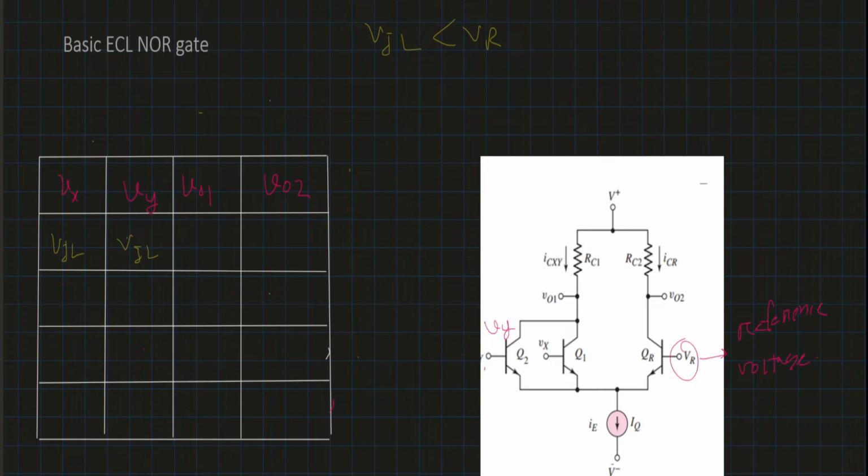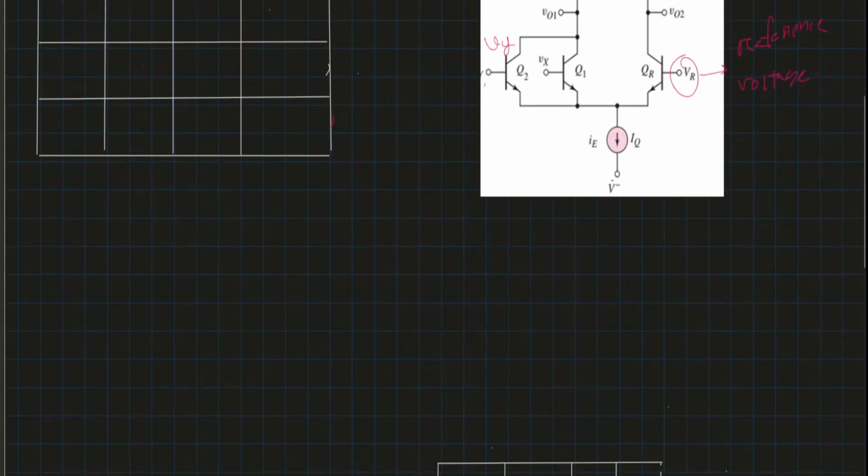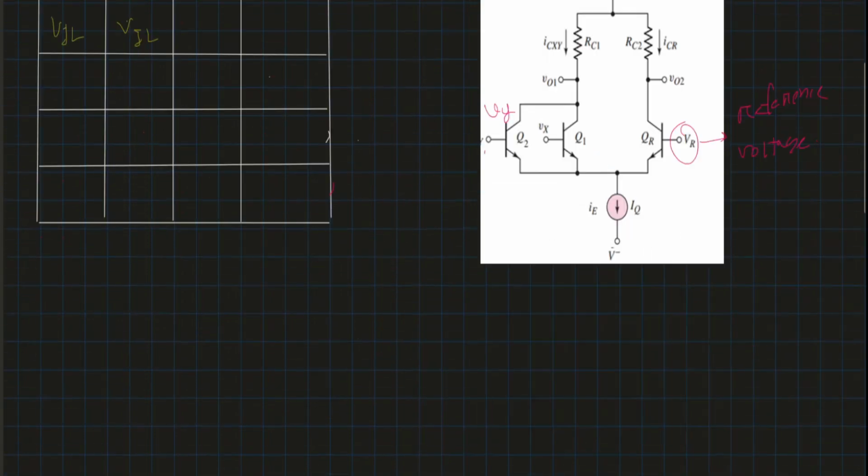So what will happen in that case is that Q1 and Q2 will be in cutoff. If Q1 and Q2 are in cutoff, there will be no current conducting through these two transistors, Q1 and Q2, and our current ICXY will be 0. So we can say that our current ICXY is equal to 0, and all the current will flow through this ICR or R2 resistor.